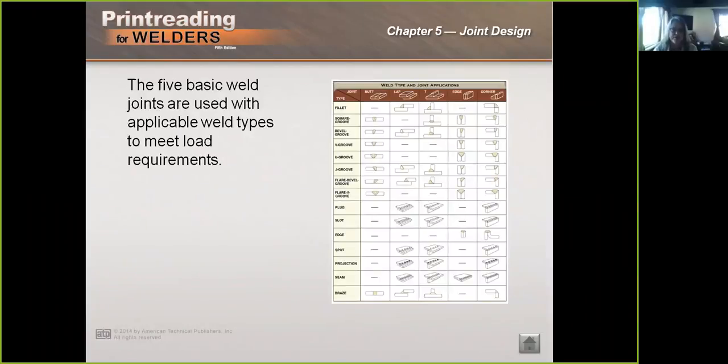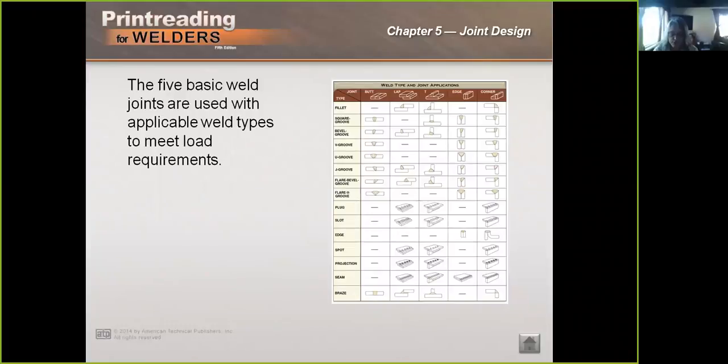So there are 5 basic weld joints that we use with applicable weld types to meet load requirements. These basic weld joints are the butt, the lap, the T, edge, and corner weld joint. And those are shown across the top of your table here. This table is found in your textbook as well as on this presentation. Each of these joint types may be used with different weld types to meet load requirements.